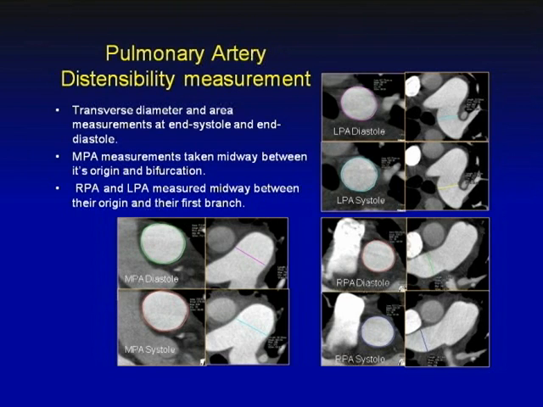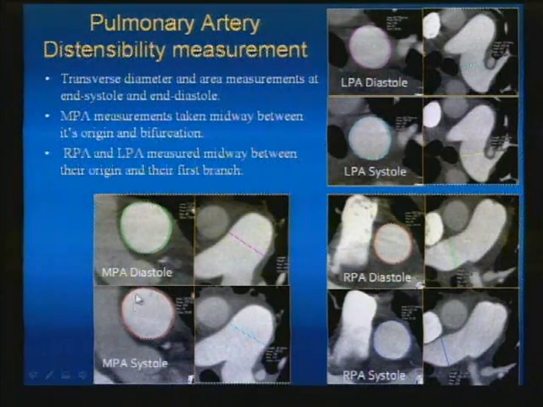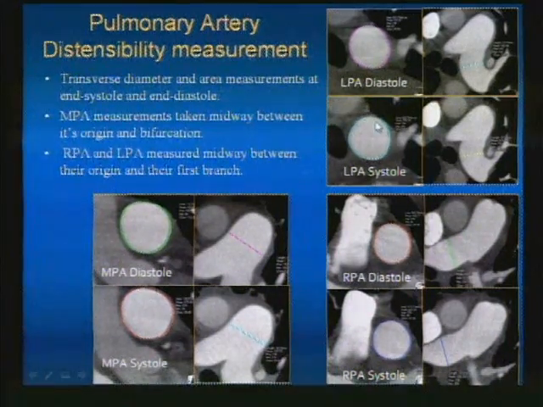And here is the evaluation of the pulmonary arteries. The main pulmonary artery diameter as well as the areas were calculated using the double oblique methods at the end systole and the end diastole. Here is the image of the end diastole and the end systole. These were manually processed. These are the examples of the left pulmonary artery and the right pulmonary artery.